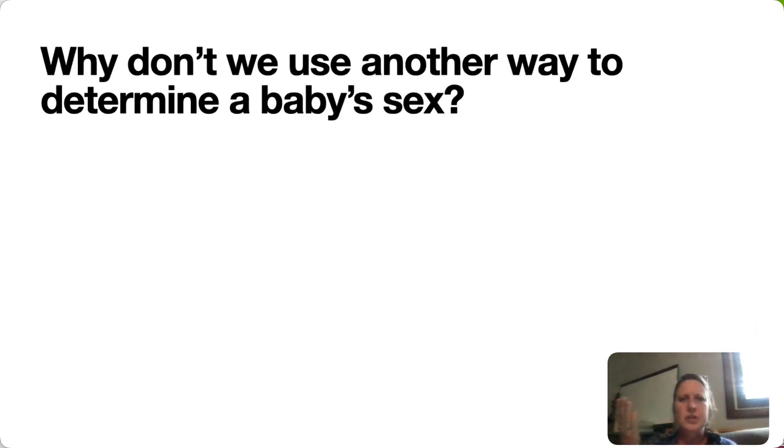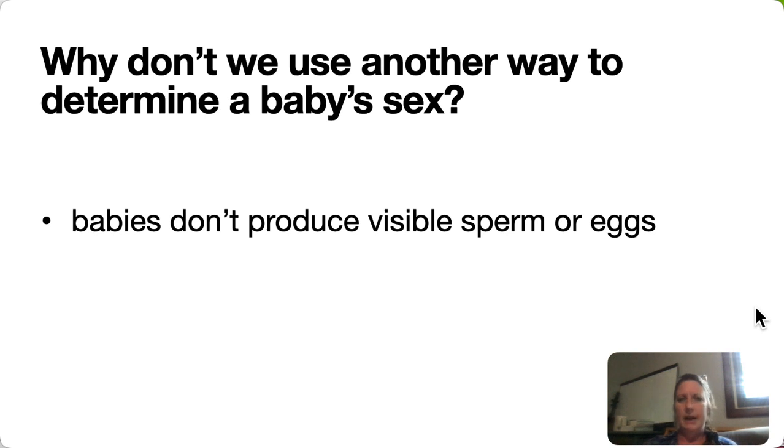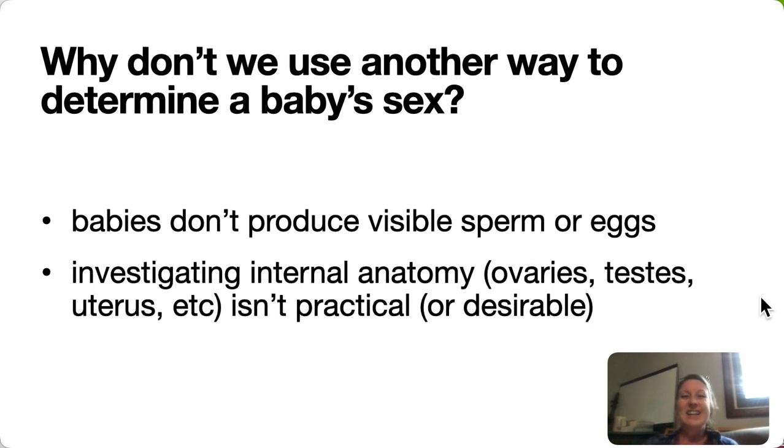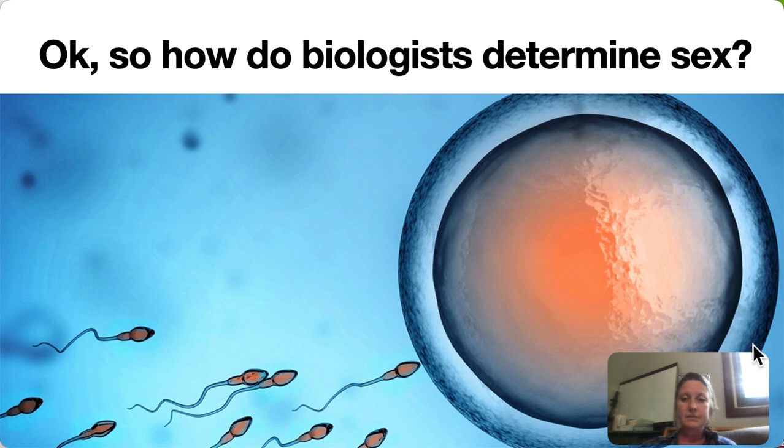All right, well, how about let's just use another way to determine a baby's sex? Well, we can't use sperm or egg production because they're not doing that yet. Plus, that would be pretty creepy. And investigating their internal anatomy, whether they have ovaries or testes, a uterus or not, isn't practical or really desirable. It is possible to see some of these things on an ultrasound, but it's not extremely accurate, and we're sure not going to open up every baby's belly just to see what's inside before we send them home with their parents. All right, so how do biologists determine sex if everything's kind of wishy-washy?